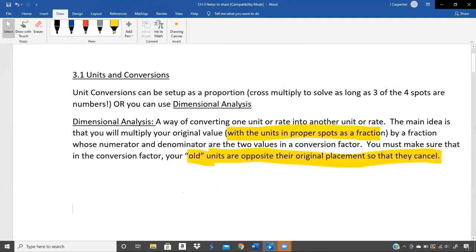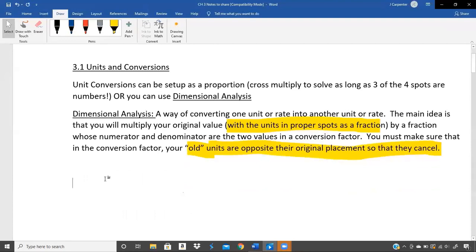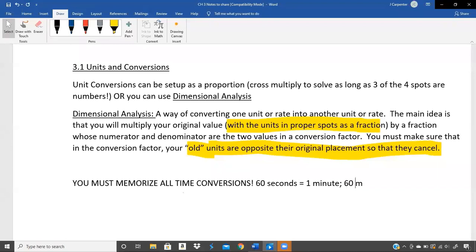So before we get to this example, I said that I will not make you memorize most conversion factors. The only ones that I do ask you to memorize are time. All caps. You must memorize all time conversions. Specifically, the fact that 60 seconds is a minute, 60 minutes is an hour, 24 hours a day. Let me hit enter on that one just so it doesn't look wacky. And then 365 days is 1 year.